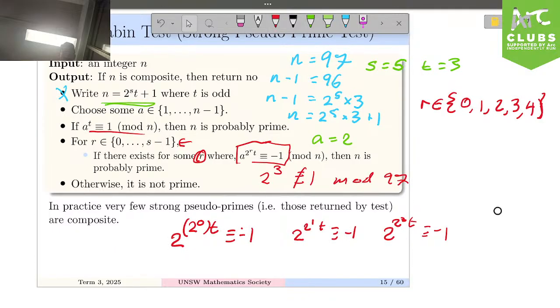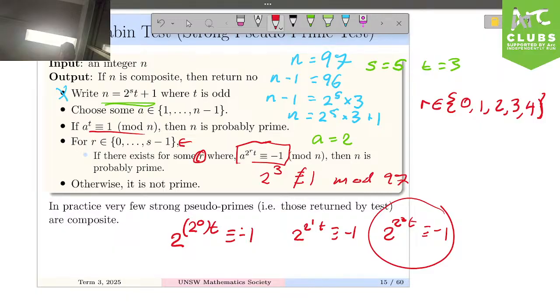So I think you've got a Desmos calculator or some kind of calculator. That should be able to tell you, hey, this is equivalent to -1. And so the test succeeds. We found that 97 is probably prime, which is good because 97 is actually prime. So we've succeeded. Our test has gone well.